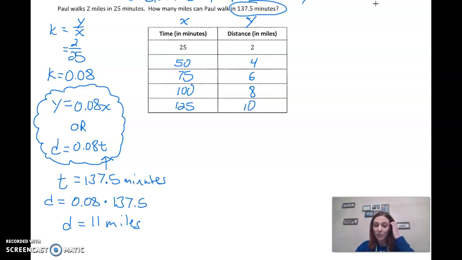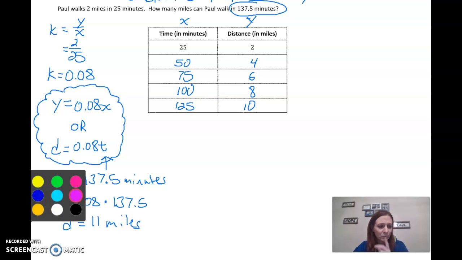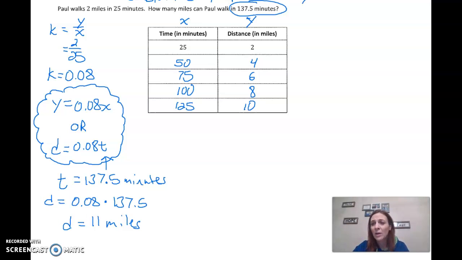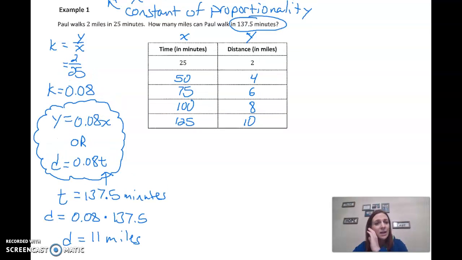That's the 7th grade way of doing it. We have the 8th grade way of doing it, and that is to go back to the idea of cross products. It's just my term for the 7th and 8th grade ways of doing it. What we're going to focus on is writing down this distance in miles. I'm going to say that Paul walks 2 miles in 25 minutes.